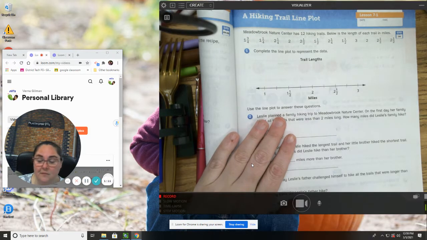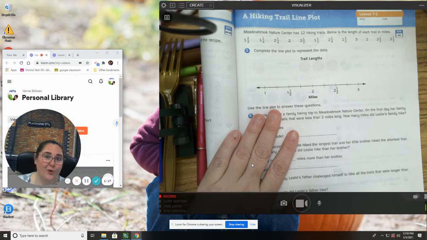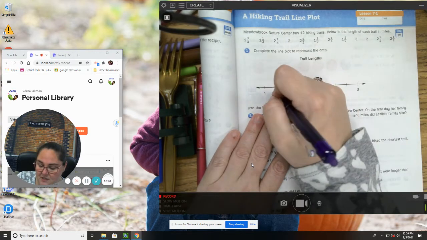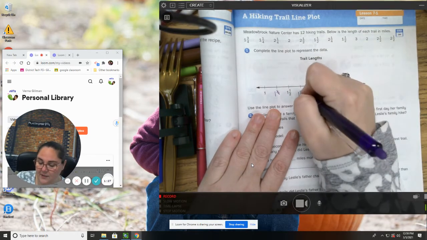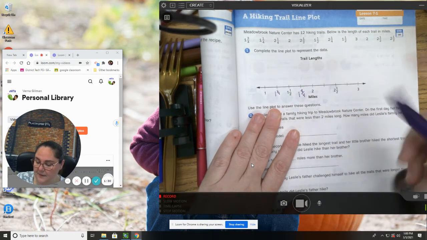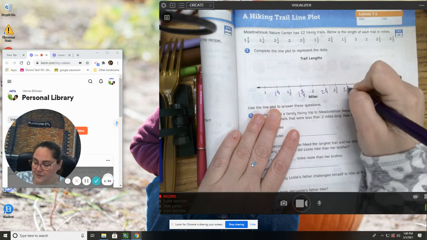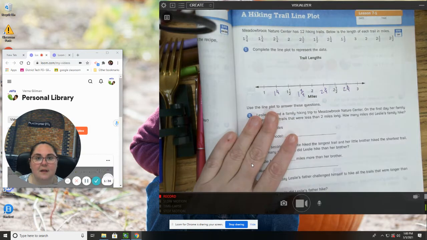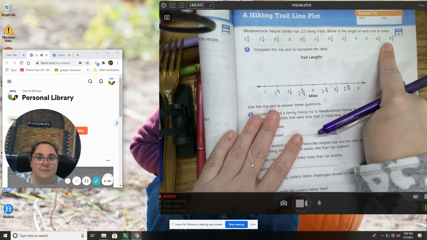So for me, I'm going to start by labeling those numbers so I know what they are. Do you have to? No, as long as you know what these lines represent. For my brain and the way I think, I'm going to label them. So this is 1 and 1/4, 2/4, 1 and 3/4, 2 and 1/4, 2 and 3/4. And now when I go to make my line plot, it's going to be easier for me.